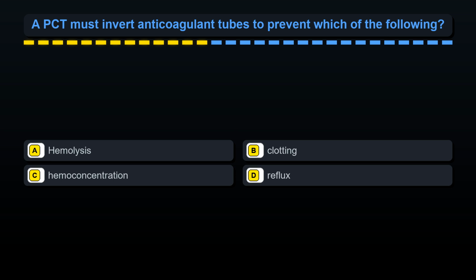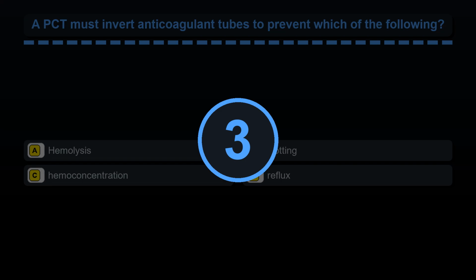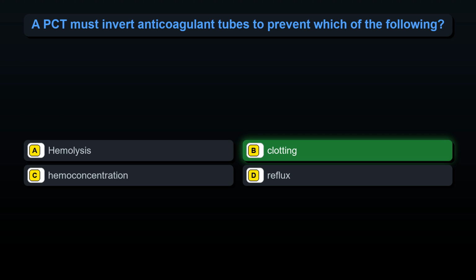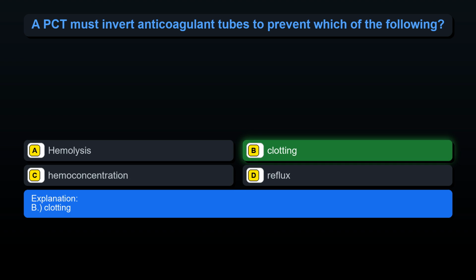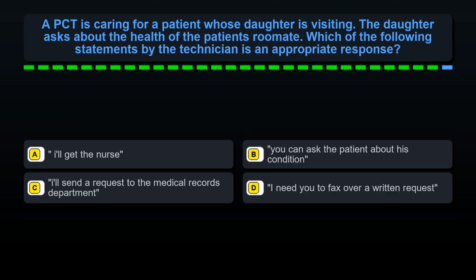Question 13. A PCT must invert anticoagulant tubes to prevent which of the following? Option A, hemolysis. Option B, clotting. Option C, hemoconcentration. Option D, reflux. The correct answer is option B, clotting.